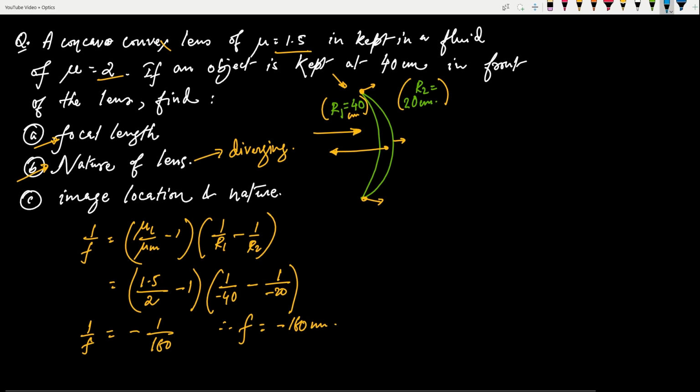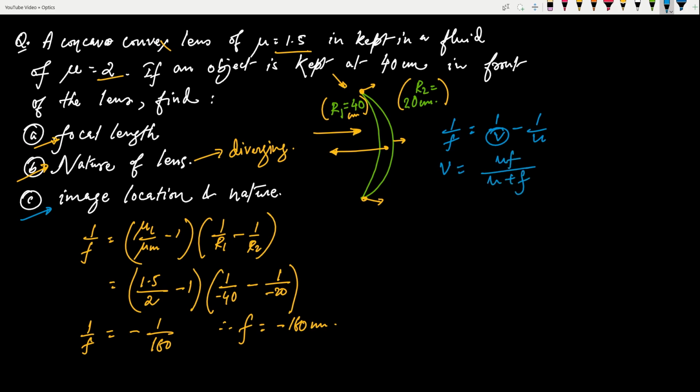Now for the third part, to find the image location and nature, we'll be using the lens formula, as we know that 1 by f is equal to 1 by v minus 1 by u. Now we need to find v. Therefore, we can directly write that v is equal to uf divided by u plus f. The values of u and f should be used with proper sign. We know u is given to be 40 centimeter in front of the lens. Therefore, it will be minus 40.